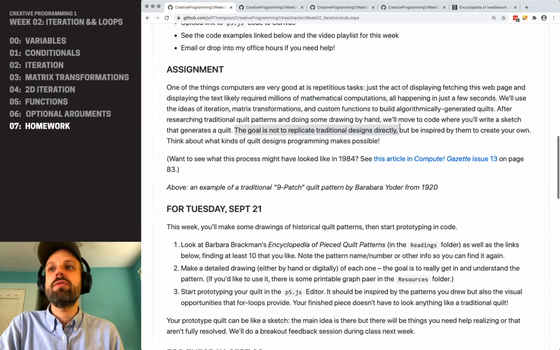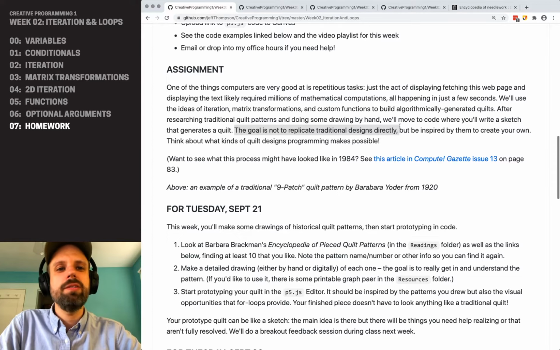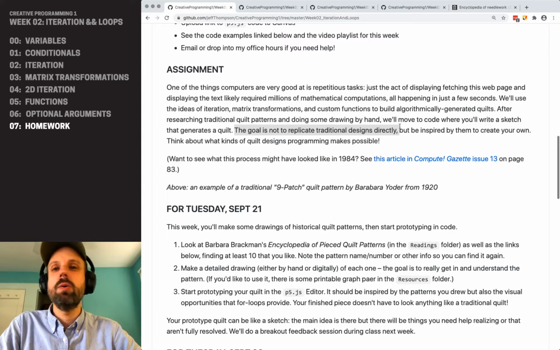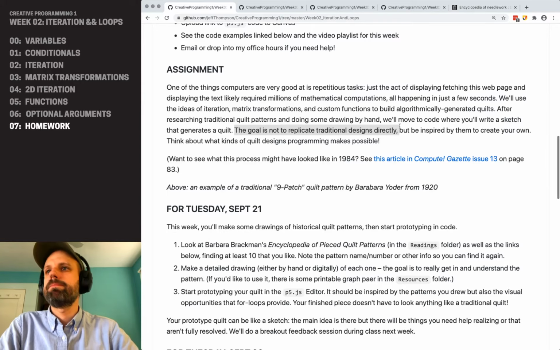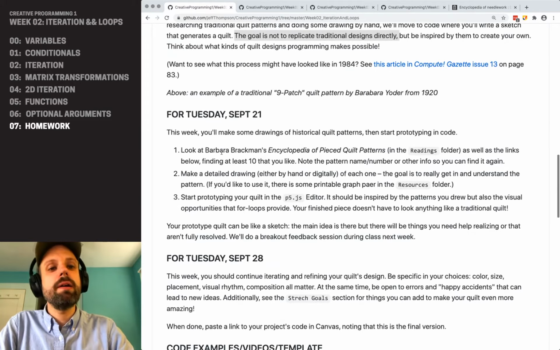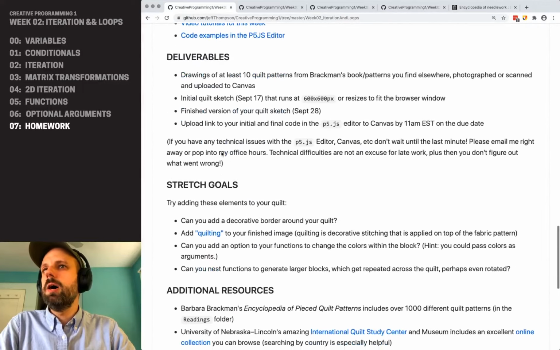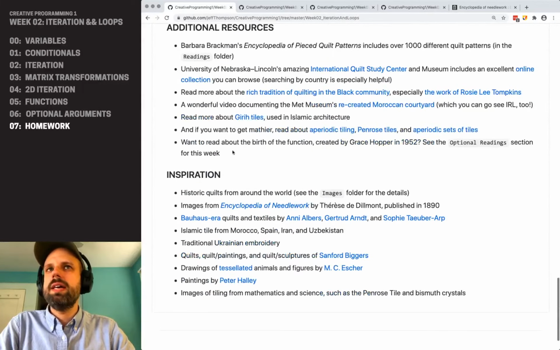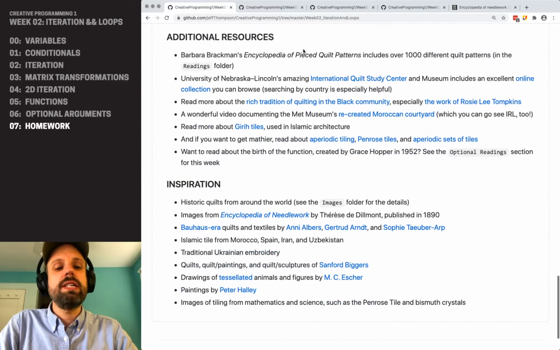Another thing for you to think about is what kind of quilt or textile pattern is possible through code that would be impossible otherwise. So something with 1 million or 10 million pieces, or all kinds of other cool stuff. We're going to come back around to what's due in a little bit. And if you scroll way down, there's a bunch of resources here that I think are really great, and that's where you're going to start with this assignment.